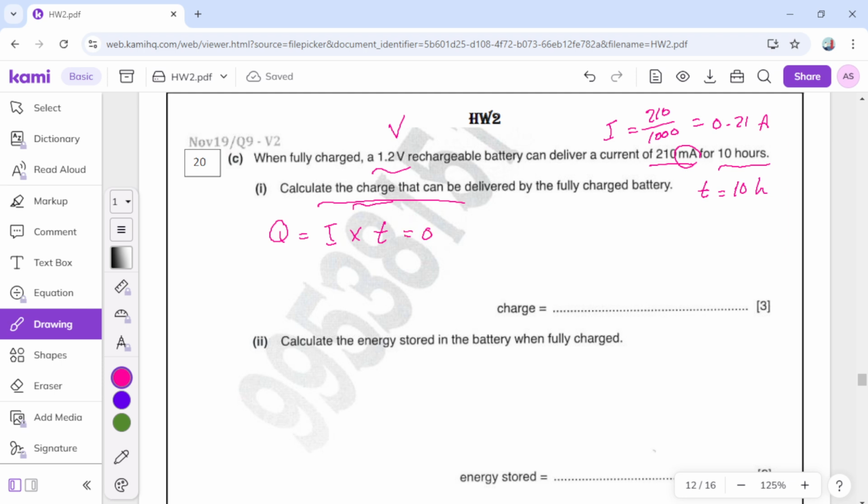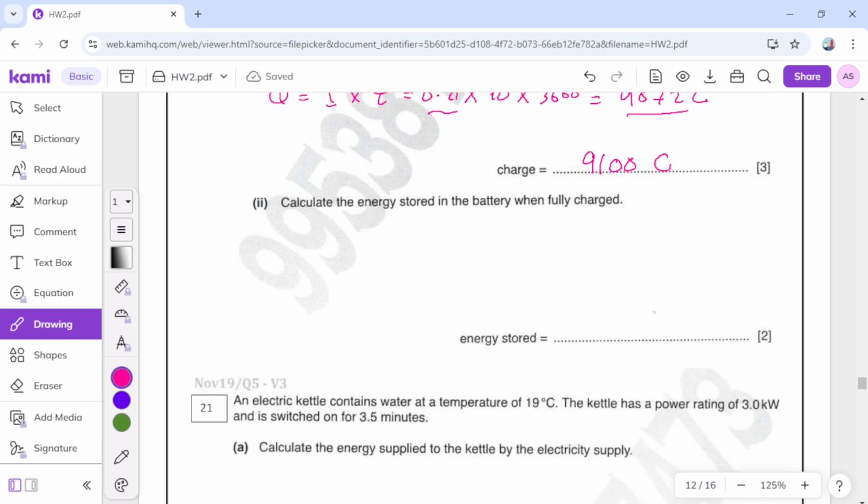Current is 0.21, multiplied by the time. Time is 10, but it is 10 hours, so you have to convert from hours to seconds. You have to multiply by 3600. Now what is the final answer? The final answer will be 9072 coulombs. You have to use two significant figures as he gave you in the question, so you have to round it to 9100 coulombs. Don't forget to use two significant figures.